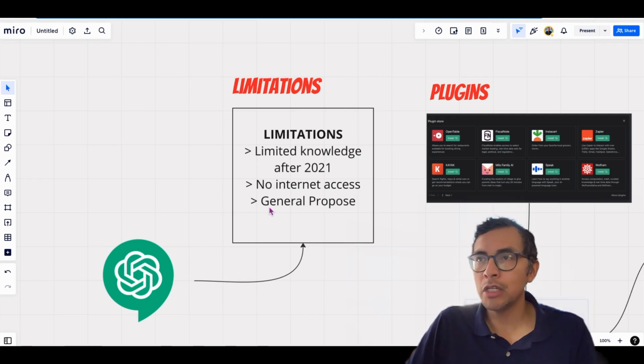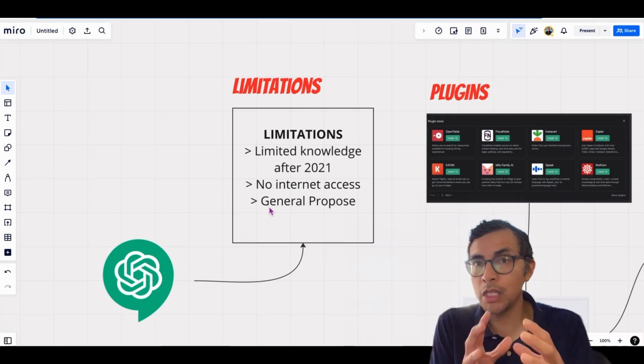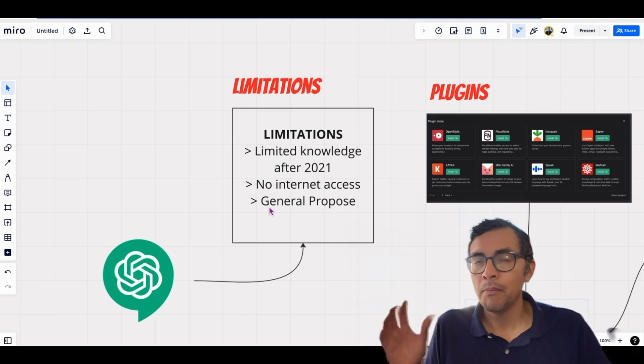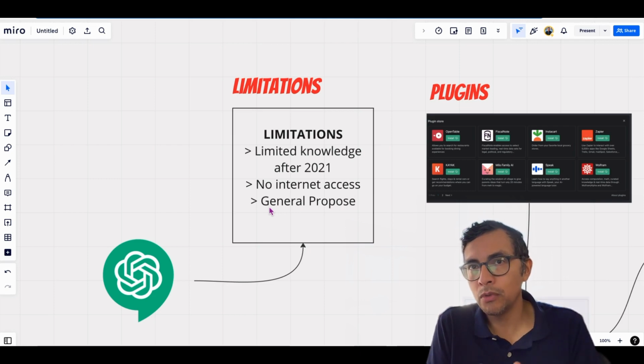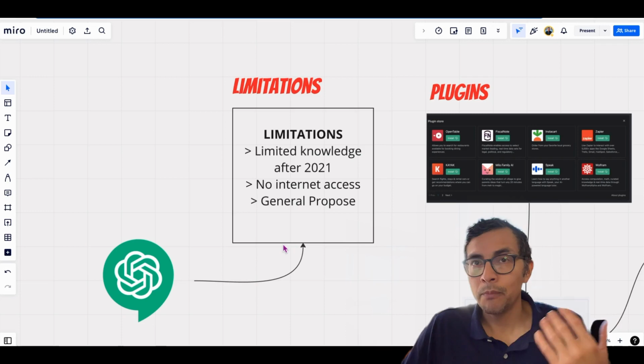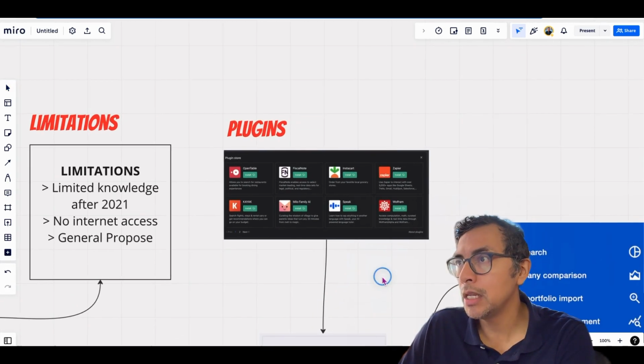The third limitation is that ChatGPT is a general purpose large language model. So that means that it's really good at many, many different things, but if you're looking for highly specific responses, it's probably going to lack a little bit of performance there. So one way that we're countering that is by leveraging plugins.